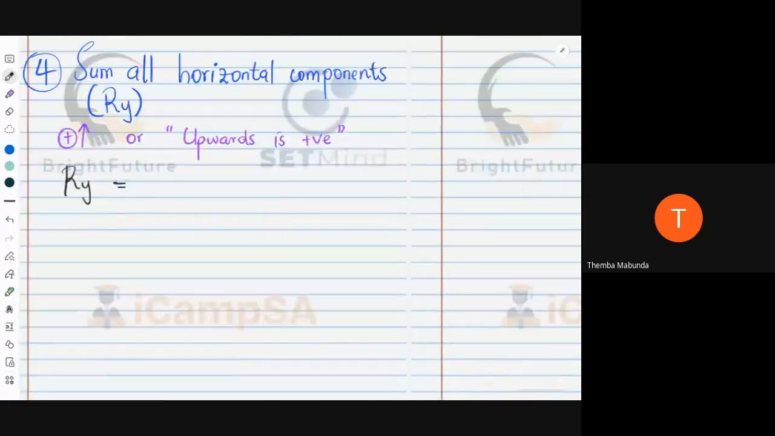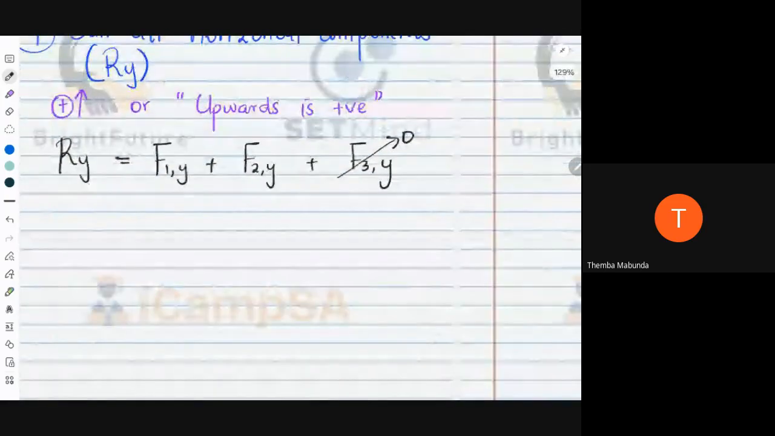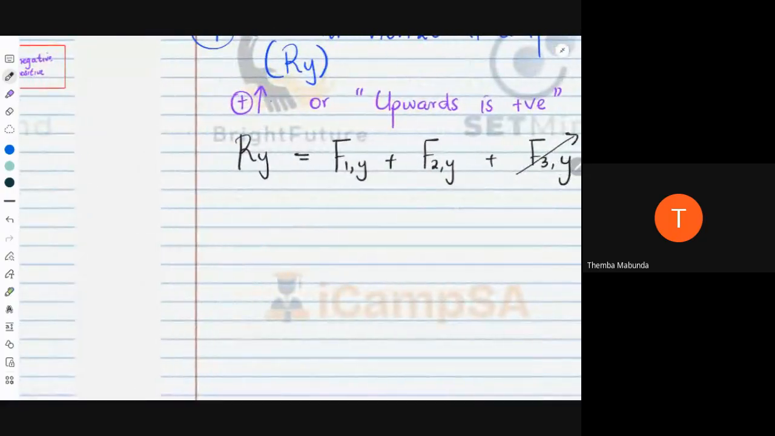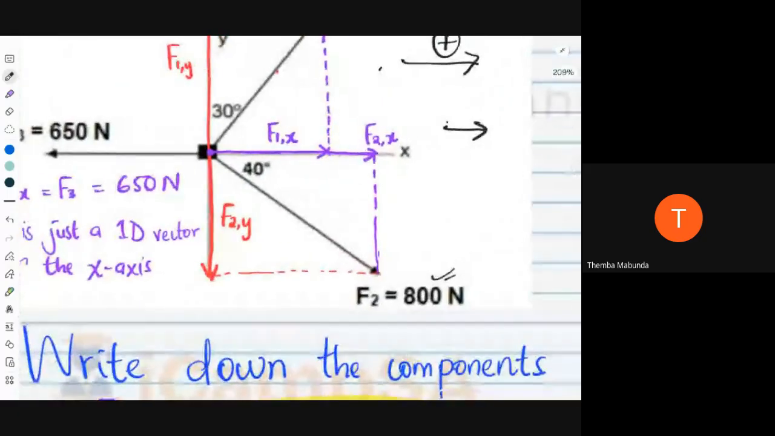Before we do that, let's follow the same procedure we did before. We had F1y plus F2y plus F3y. But we said this guy is 0, so we won't consider him. Then we will be left with only F1y and F2y. But are they in the same direction? Let's go check so that we don't just sum things.